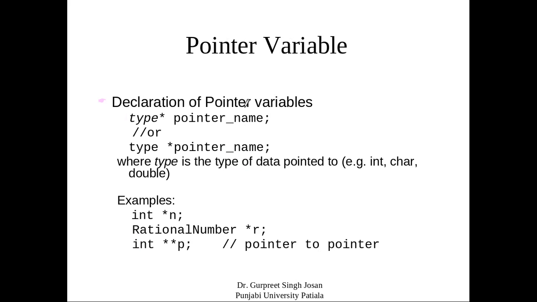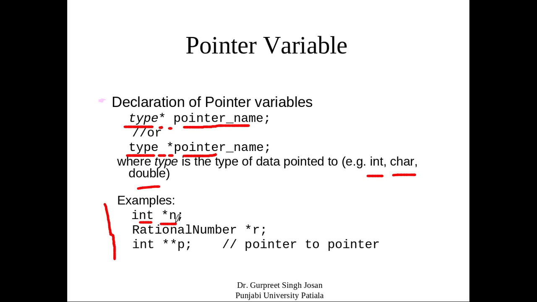The declaration of a pointer is very simple. Whenever you have to declare a pointer, you use the data type followed by a star, then a space, then any name you like for the pointer, that is, the pointer name. Another syntax is the data type, then a space, then a star, followed by the name of the pointer. The type can be any data type, for example integer, character, double. So these are some examples of declaring a pointer.